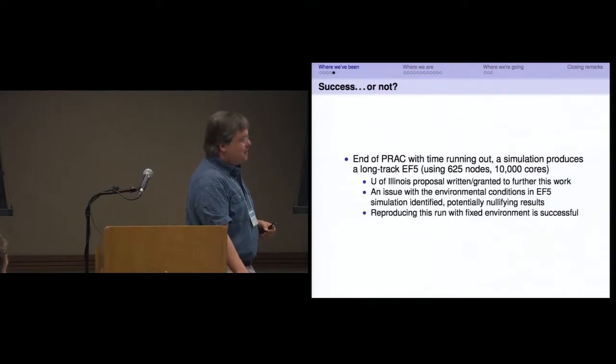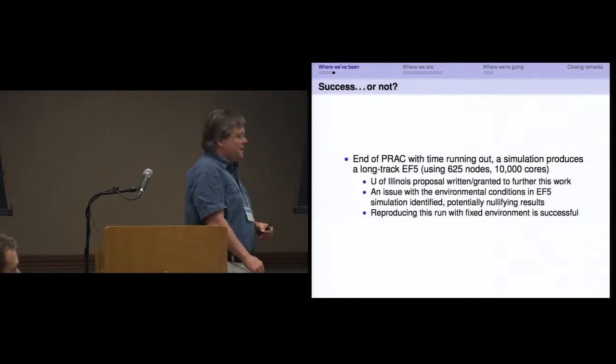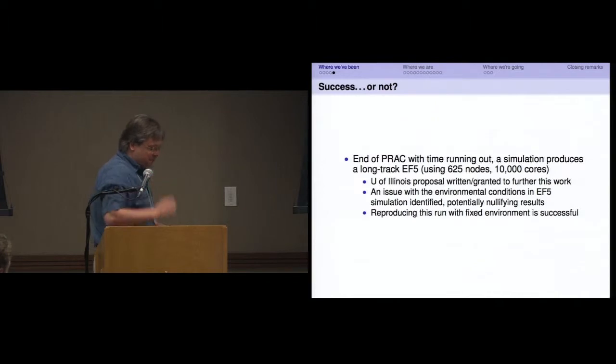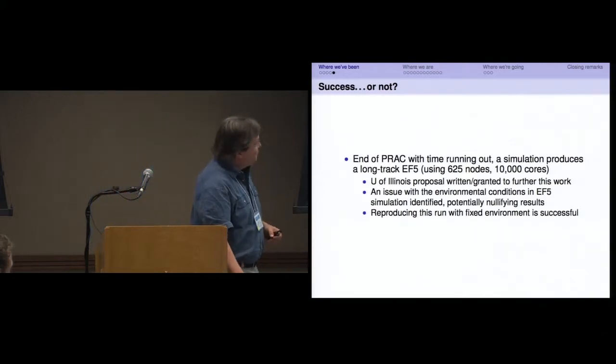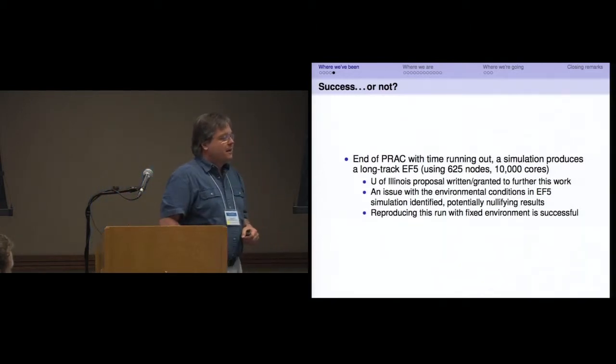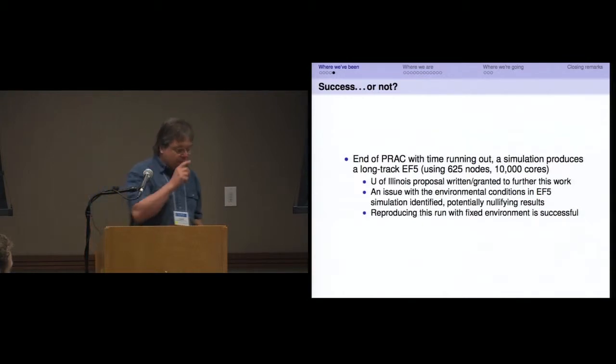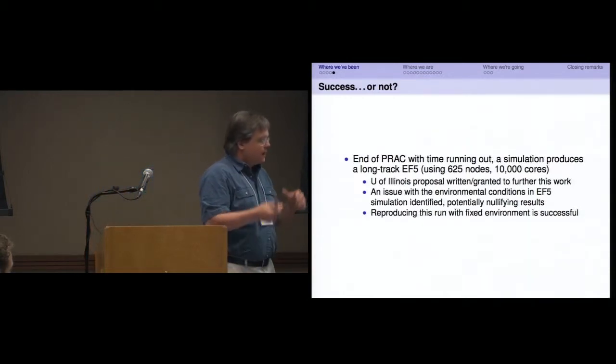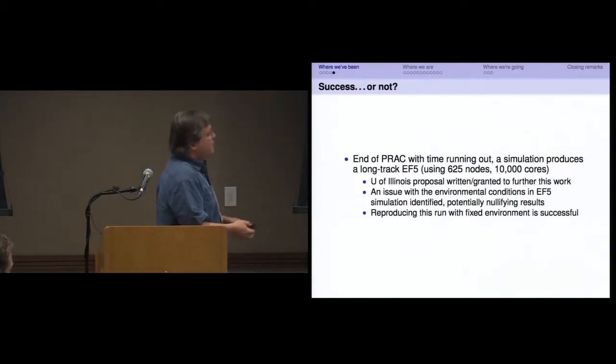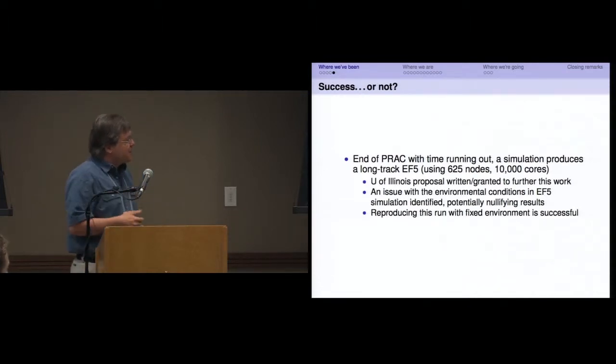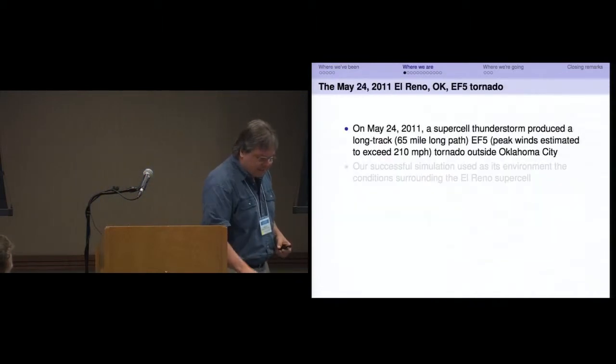Then we ran out of time, so we quickly wrote an Illinois proposal. Robert Wilhelmson being the PRAC and a former U of I faculty member, we could do that, we got some time. Then I found out there's a problem with the environment in which I simulated the storm. For about a month I was just like suicidal, not really. I reran the simulation with the fixed environment and managed to get the tornado back, so that was good.